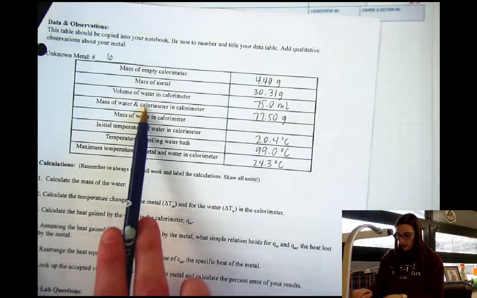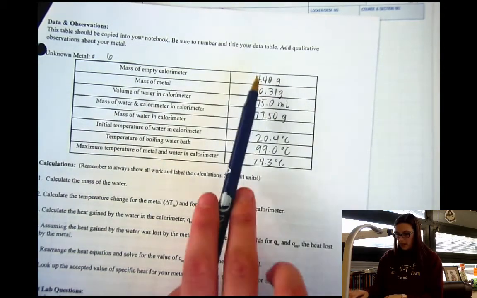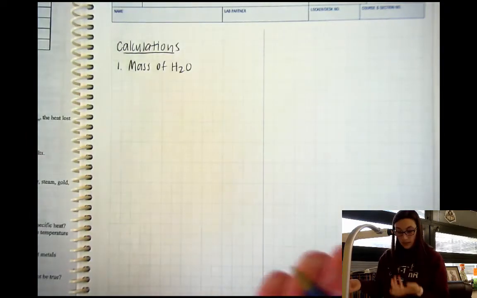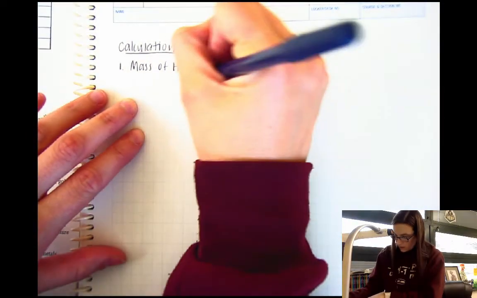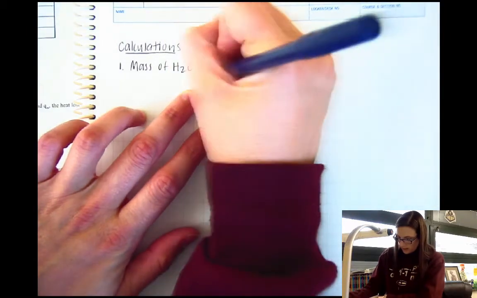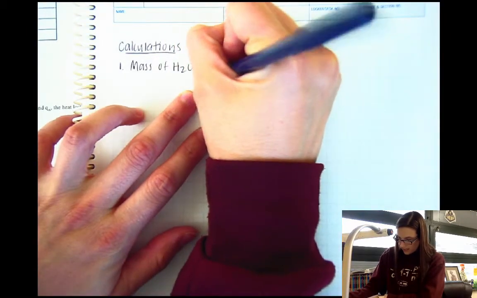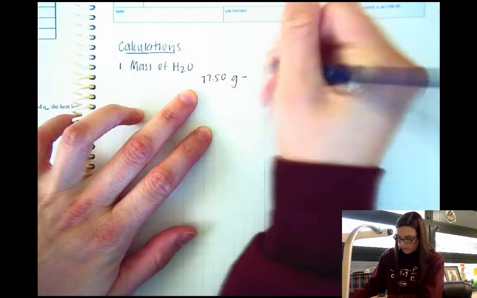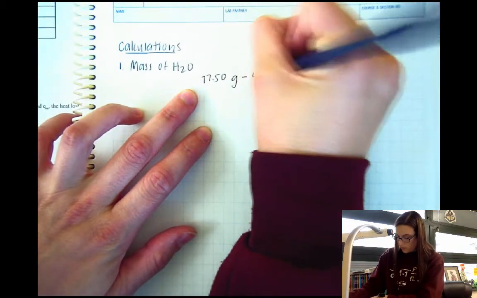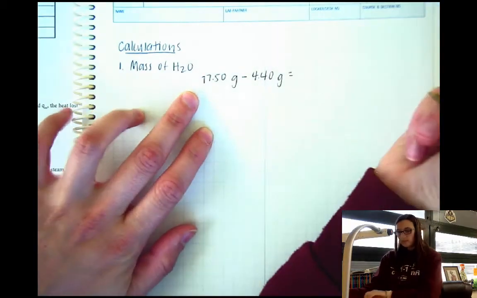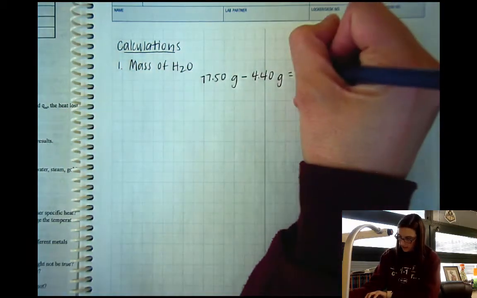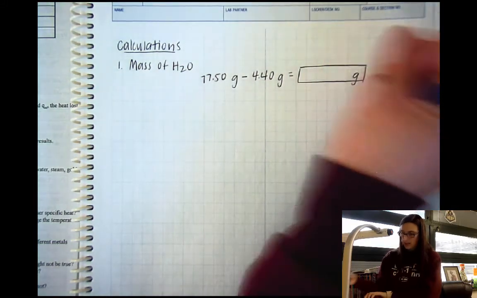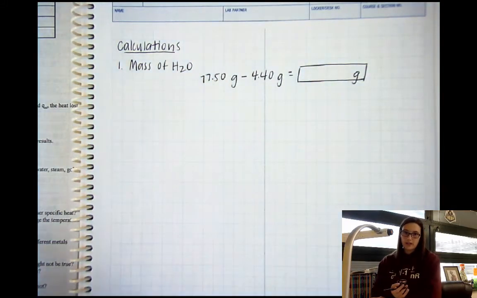So we have the mass of water and calorimeter, and the mass of just the calorimeter. And what we can do is just subtract those. So I will say mass of water in calorimeter is 77.5 grams minus the empty calorimeter is 4.40 grams. And then I can plug that into my calculator, get an answer. Make sure you box your answer.